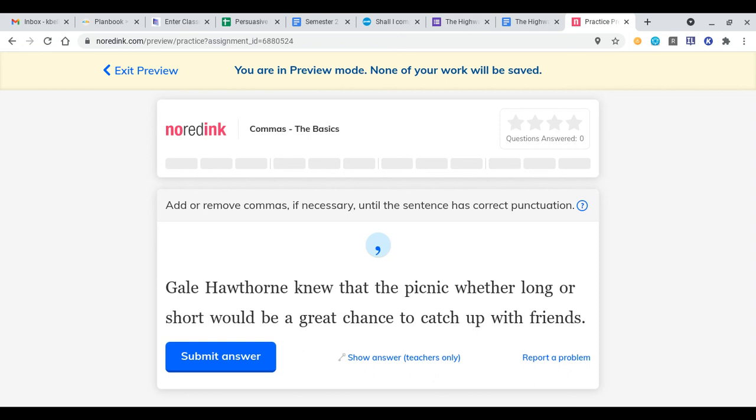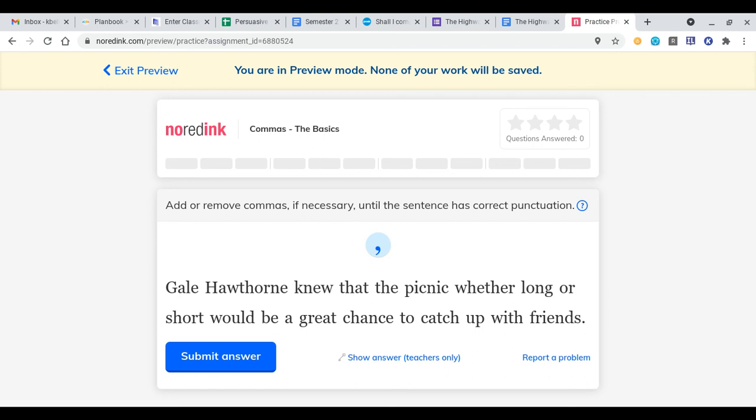So in the sentence, Gail Hawthorne knew that the picnic, whether long or short, would be a great chance to catch up with friends. My trick with commas, and this works with prepositional phrases and with other things that are separated with commas as well, is if you can take whatever is encapsulated by commas out of your sentence, it should still be a standalone and make sense on its own.